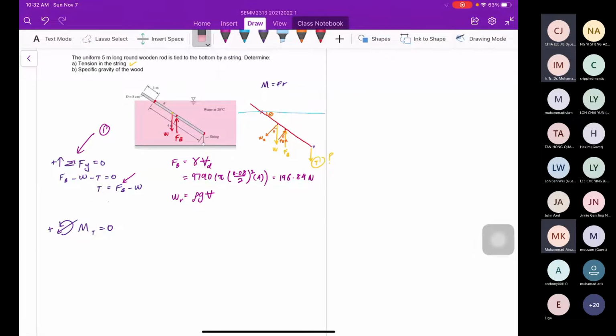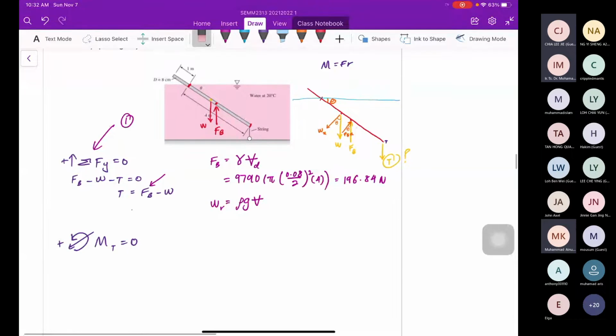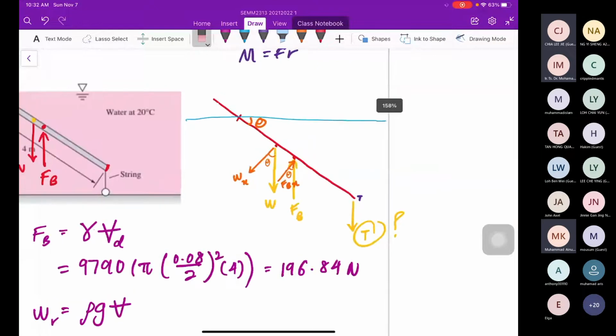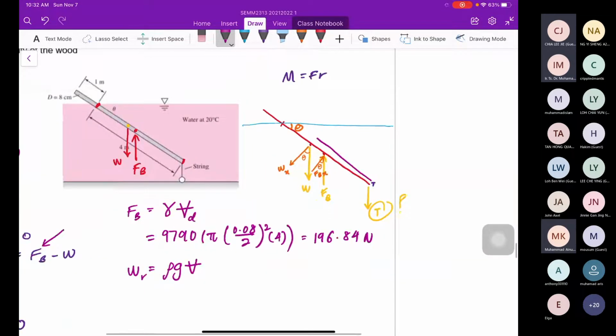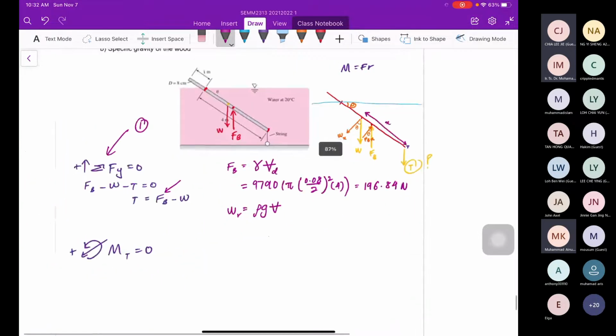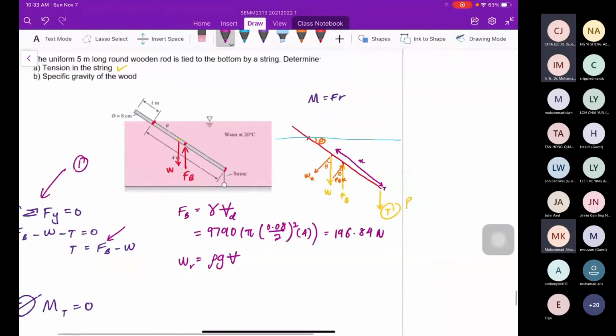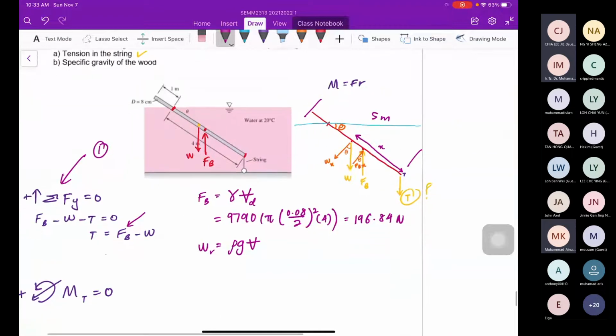Let's proceed. So, I want to calculate the moment for Wx. So this distance from this to this is how long? From here to here, how long? Any guess? Class? 0.5. From here to here. 2.5. Right, because this is half. The rod is 5 meter, so half of it is 2.5.